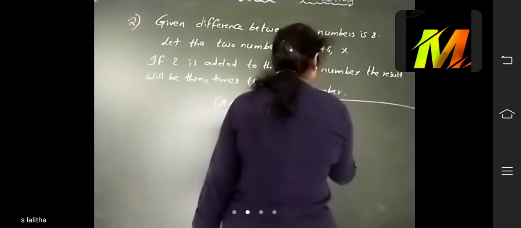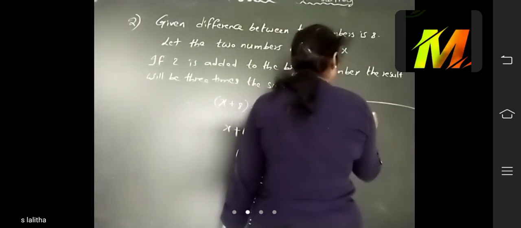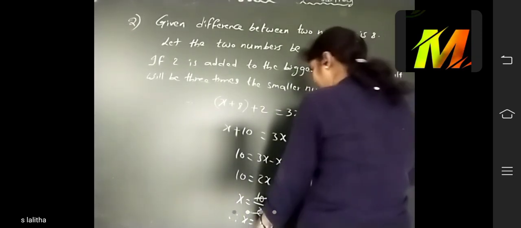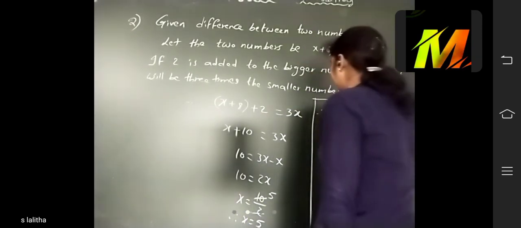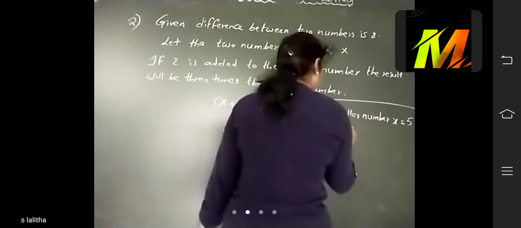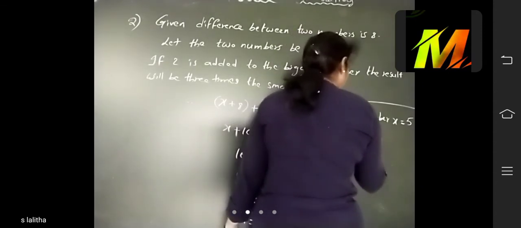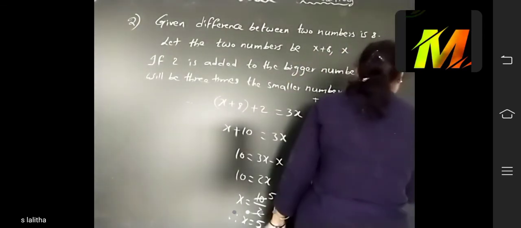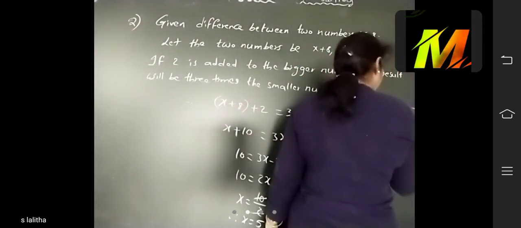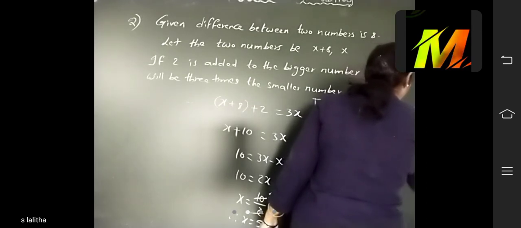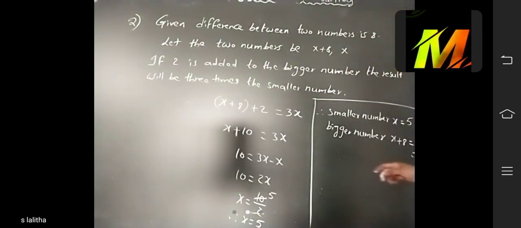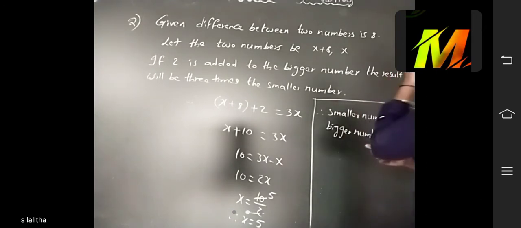So therefore the smaller number x is equal to how much? 5. Now the bigger number, what are we taking? Bigger number is x plus 8. x plus 8 means 5 plus 8. How much? 13. Okay, children? Now you can add 13 plus 5.